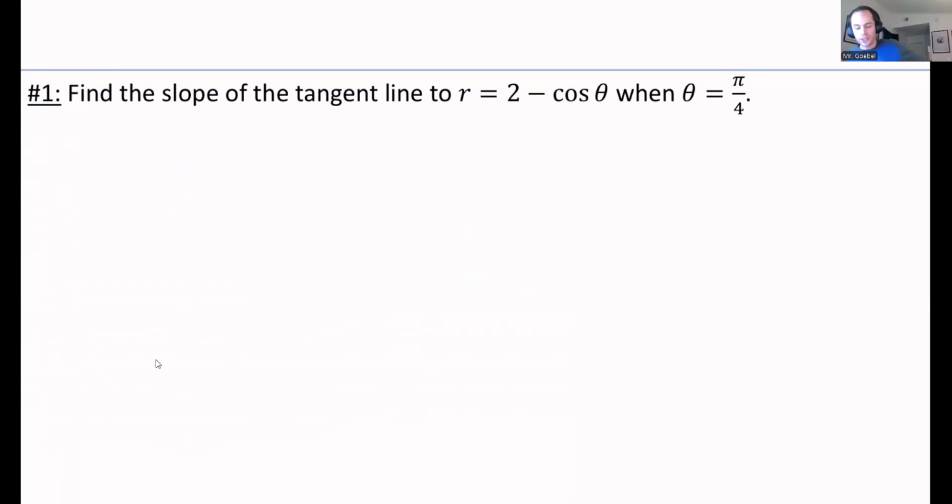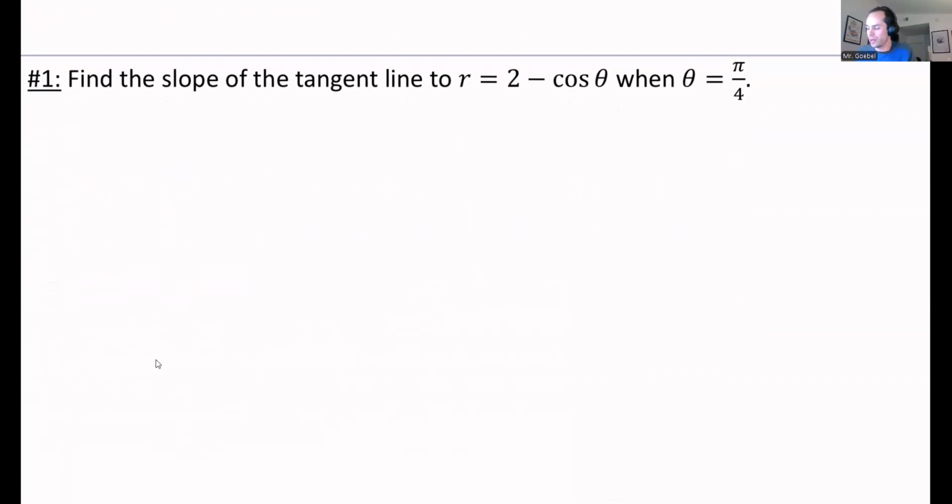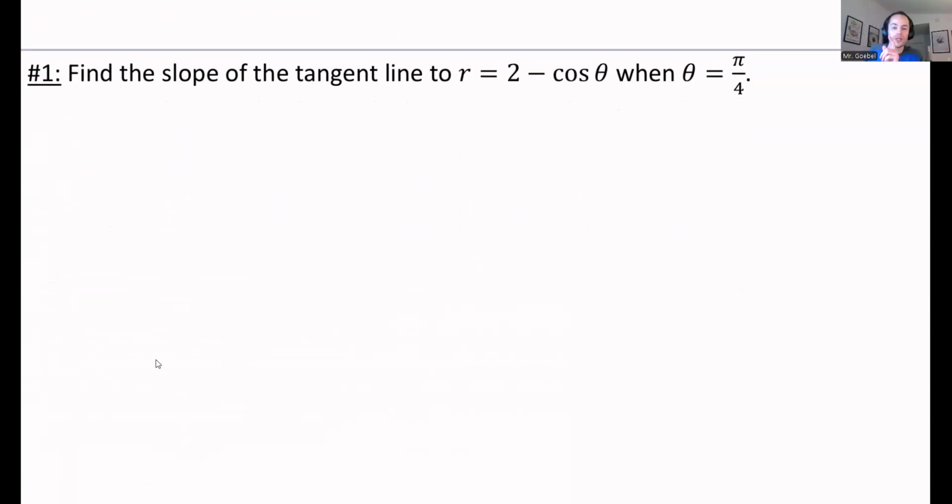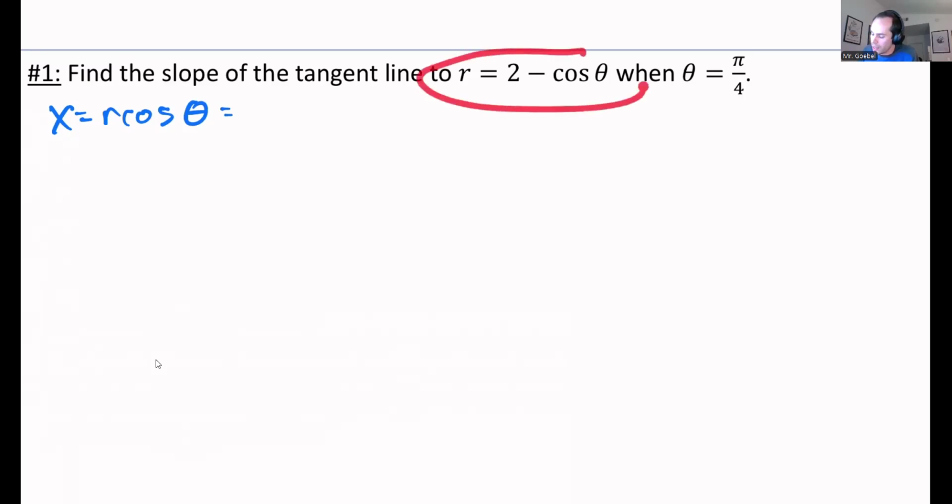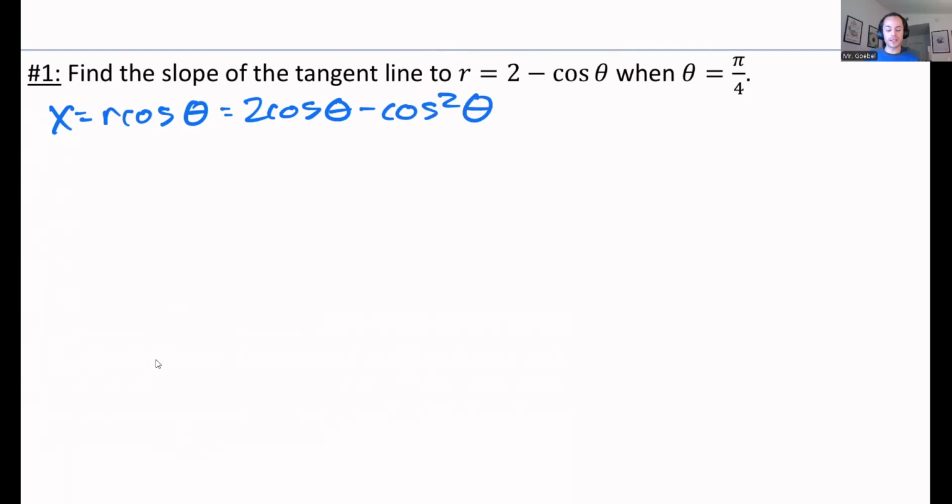So find the slope of the tangent line to r equals 2 cosine of theta, at theta equals pi over 4. First thing we need to do is get x and get y. We're going to use those conversion formulas. x equals r cosine theta. This is r right here that they gave us. So just multiply the r that they gave you with cosine theta. So I'll have 2 cosine theta minus cosine squared theta. That's my x. It's just the r times cosine of theta.